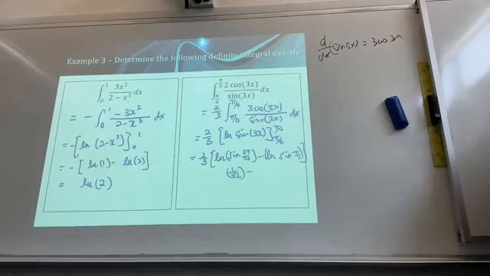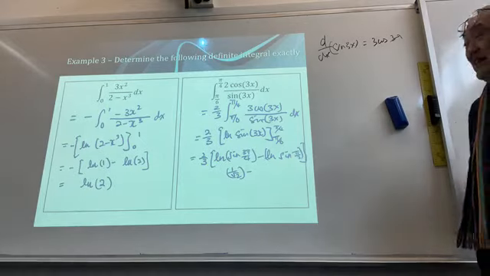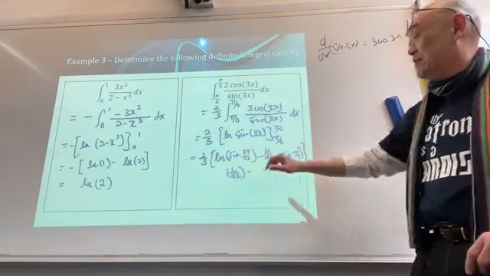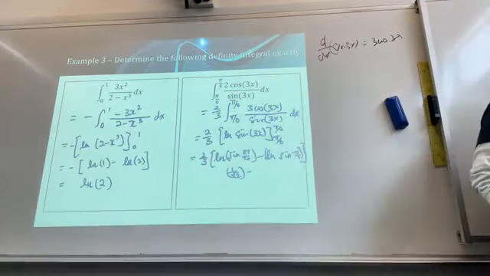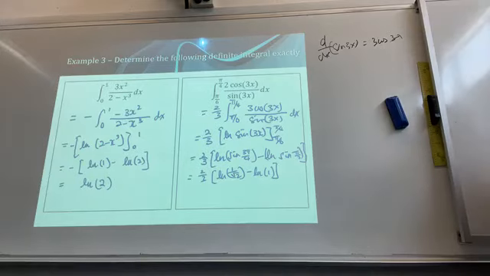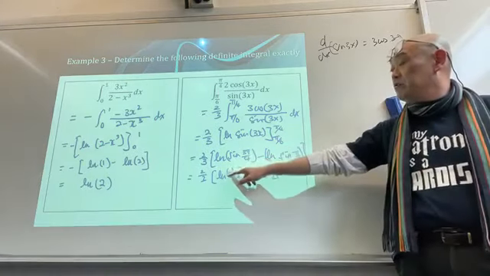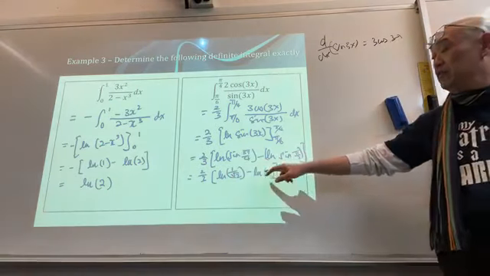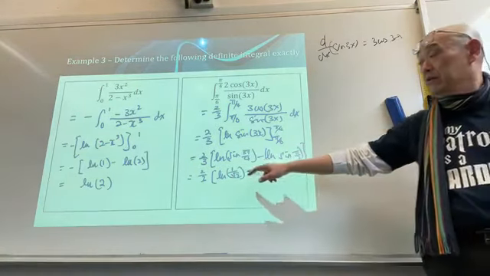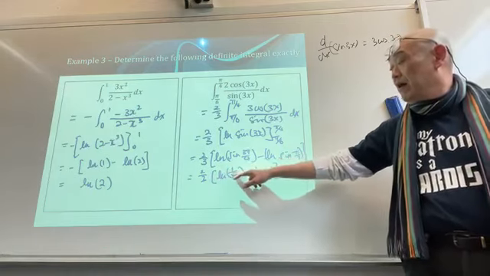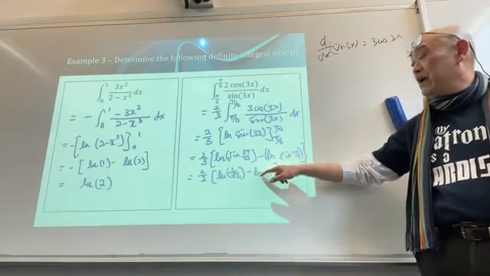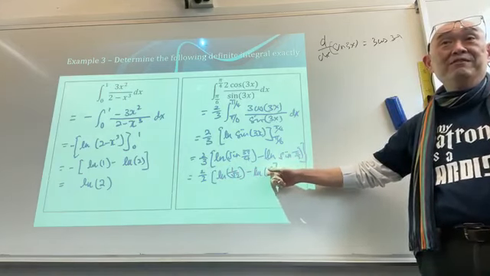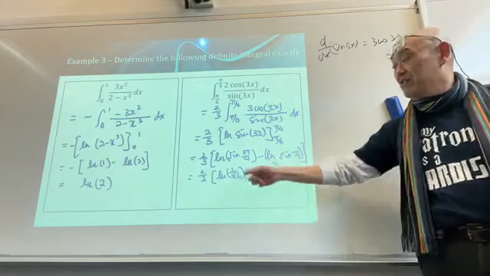Now, my suggestion is you keep your 2/3 outside the bracket first. Evaluate this first before you do anything. So if you evaluate, sine of 3 pi over 4 is 1 over square root of 2. Sine of pi over 2 is 1, so therefore it's log 1. So the 2/3 log of 1 over square root of 2, take away log 1. So what is log 1? What is natural log of 1? Zero.